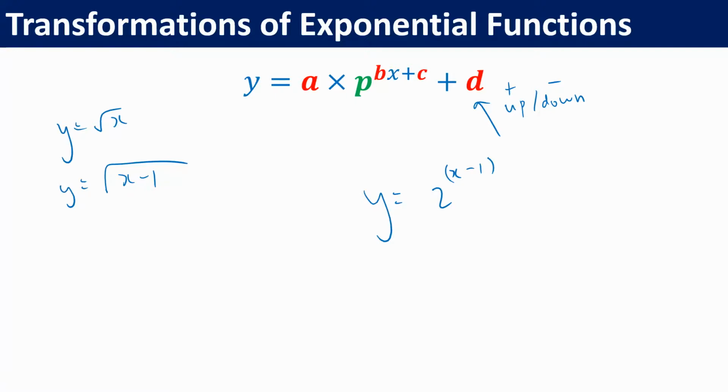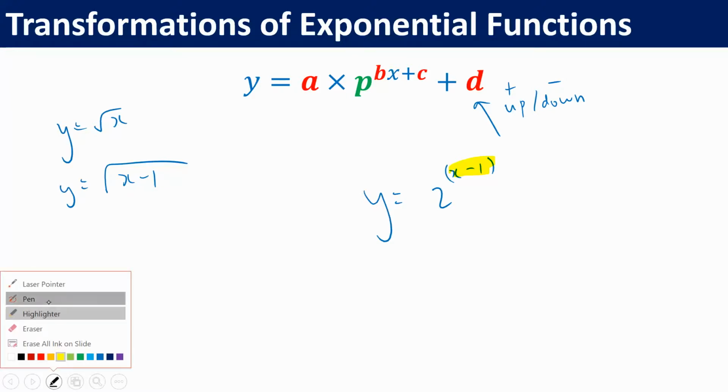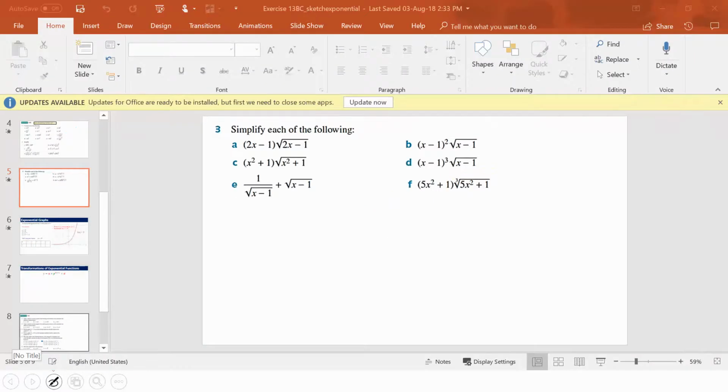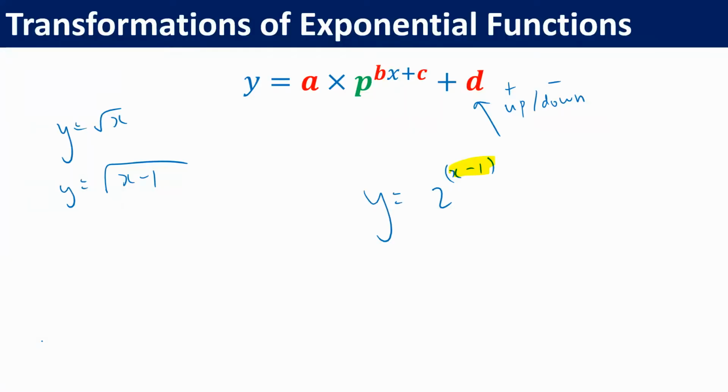But the reasoning here is, if you want to know if you're moving left or right, let this equal to 0. So in this case, where would it be moving? Right 1. If you let x minus 1 equal to 0, x equals 1, this tells me to the right 1. So that's what bx plus c does.